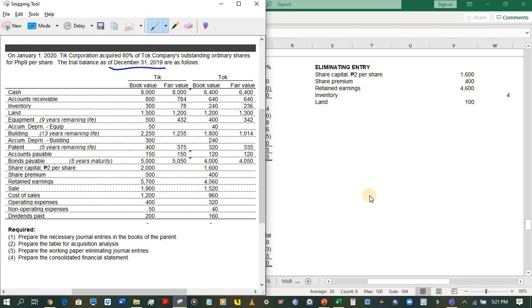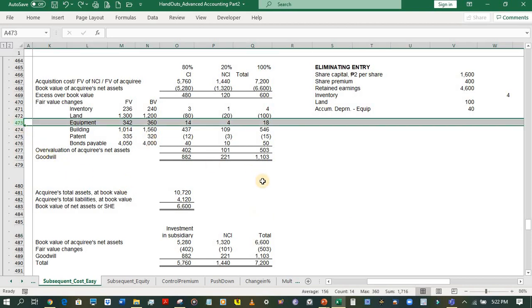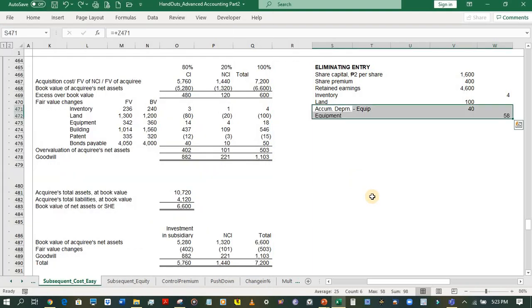So for the equipment, the accumulated depreciation is 40 pesos, and that needs to be debited at 40 pesos. And since the equipment has an overvaluation of 18 pesos, after we have debited the accumulated depreciation for 40 pesos, the equipment is left with a balance of 400 pesos. And it needs to be presented in the consolidated financial statement at 342 pesos, which means from 400 to 342, there should be a credit in the equipment account for 58 pesos. So 400 minus 58 is 342.